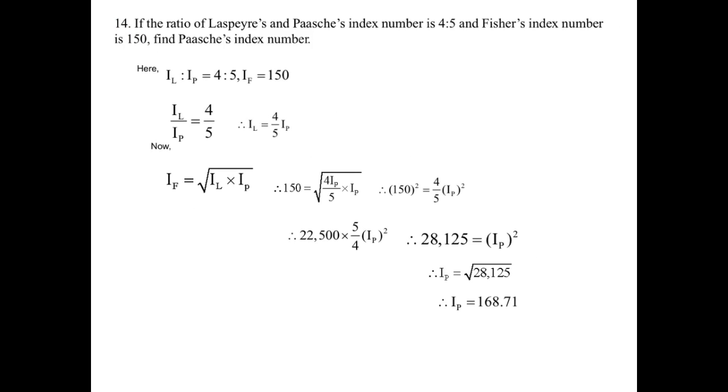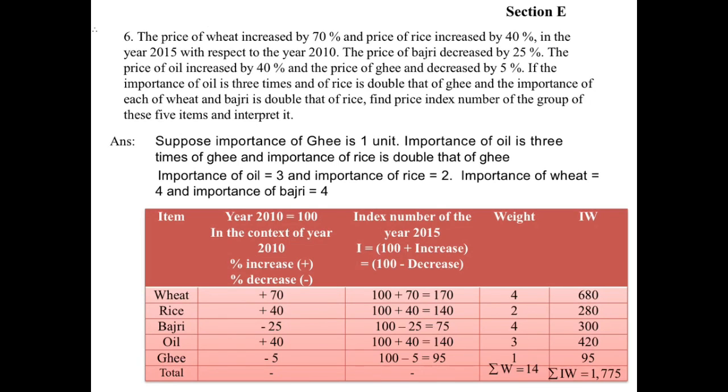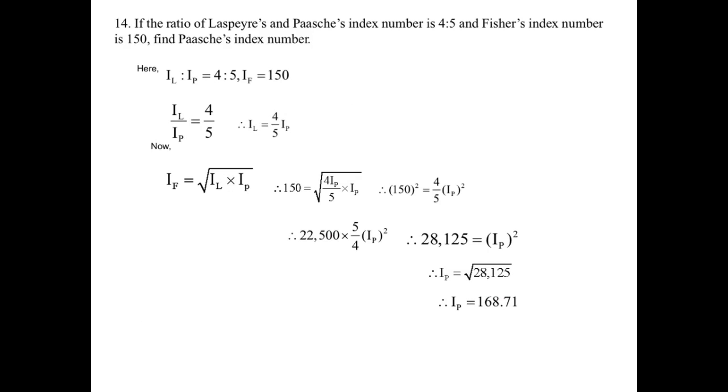Now question number 14 friend. If the ratio of Laspeyres and Paasche's index number is 4 is to 5, and Fisher index number is 150, then find out Paasche's index number. Again I repeat the question: the ratio of Laspeyres and Paasche index number is 4 is to 5, and Fisher's index number is 150. What we have to calculate? We have to calculate Paasche's index number.